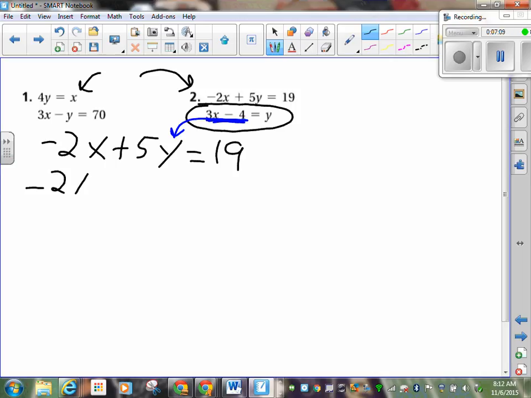Negative 2x plus 5. Magic pen, the blue one. What am I going to do? Parentheses, yes. And I'm going to plug in 3x minus 4, parentheses, equals 19. Rewrote everything there.